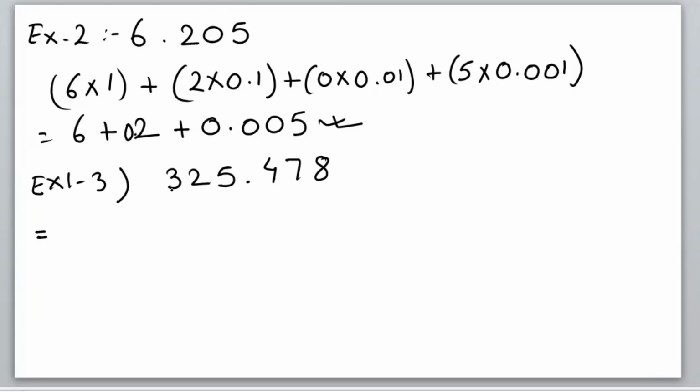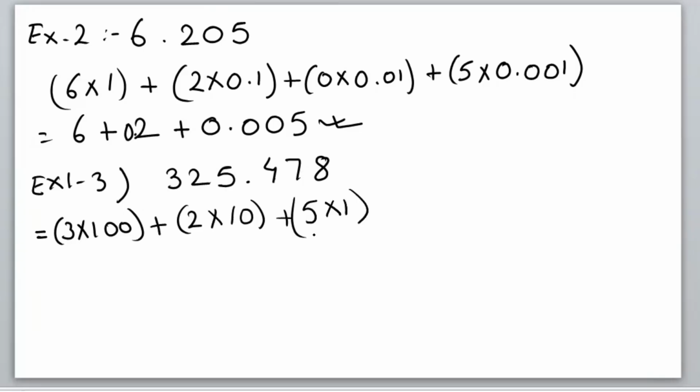See, 3, in which place is the 3? 3 is in the hundreds place. Ones, tens, hundreds. So 3 will be multiplied with 100, plus 2 will be multiplied with 10, because 2 is in the tens place, plus 5 is in the ones place. So 5 will be multiplied with 1. Then we will go to the decimal parts, plus 4 is in the tenths place. So 4 will be multiplied with 0.1, plus 7 is in the hundredths place.